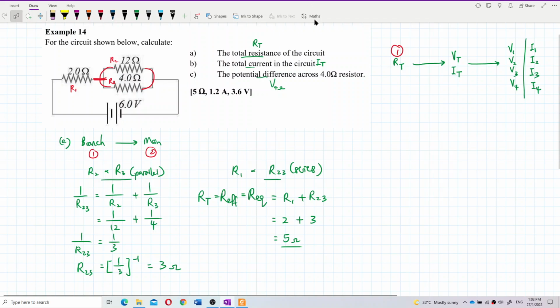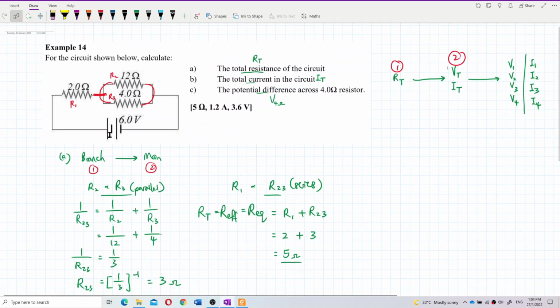Now we have finished step 1, finding the total resistance. Now we find the total voltage, or total current, but we already have the total voltage, right? This is the total voltage, 6 volt. So we can find the total current. Let's do question B: find the total current.